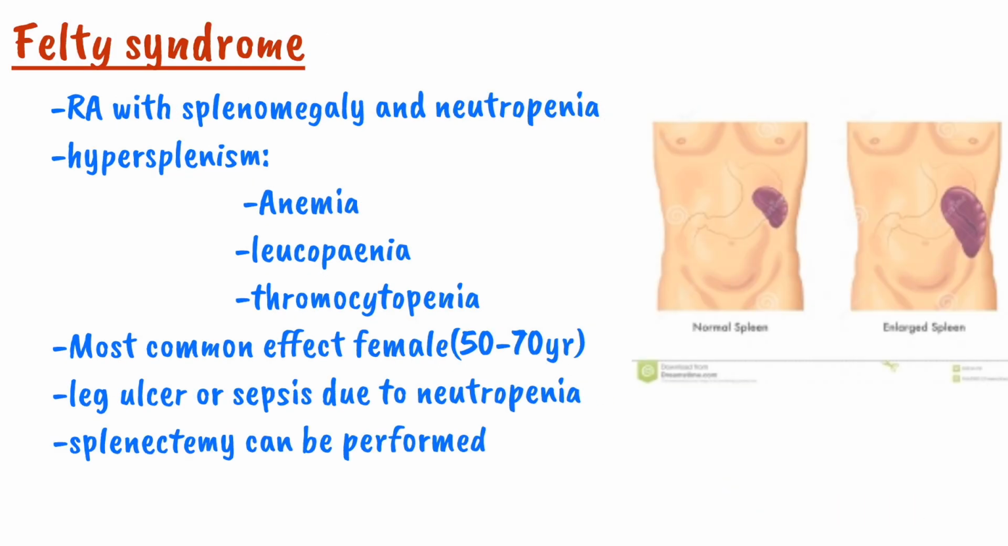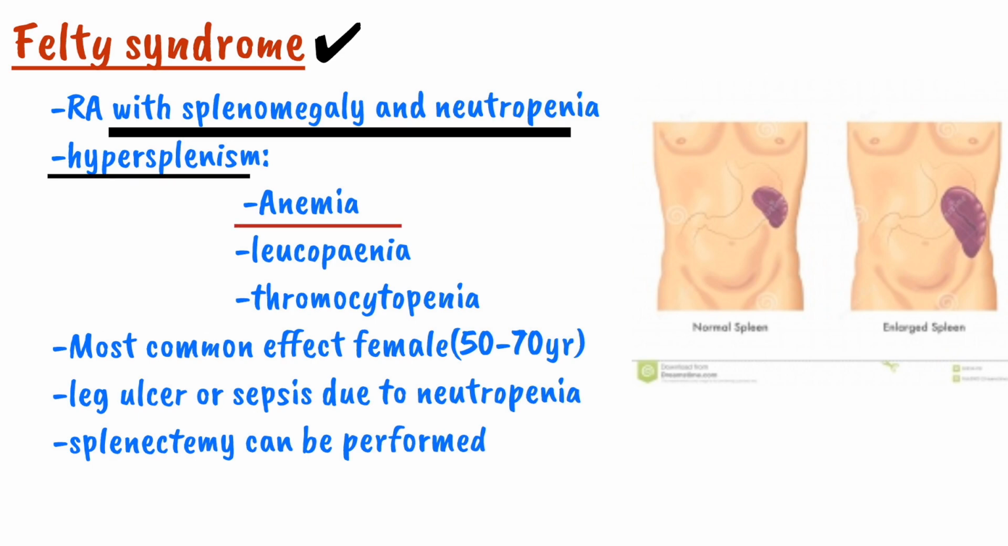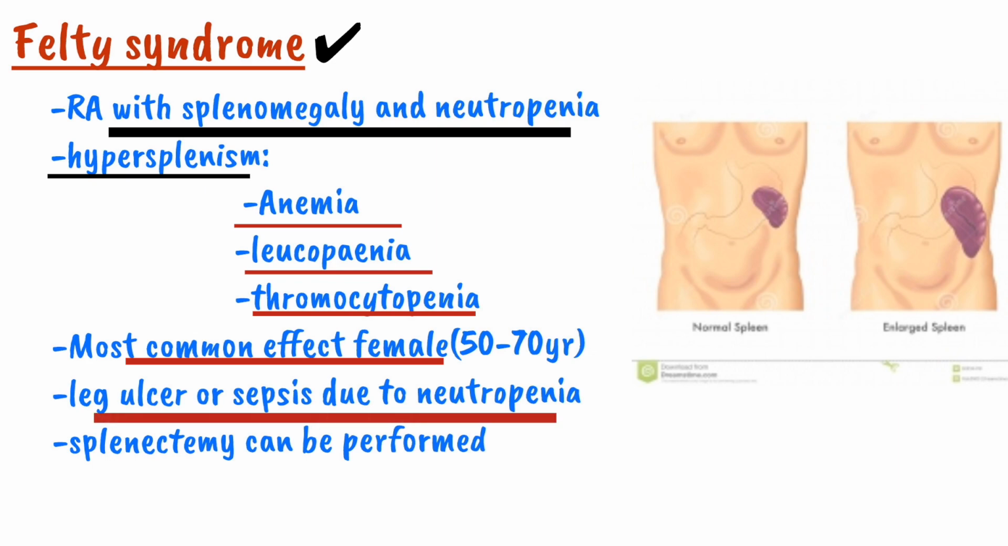The second one is Felty syndrome. Felty syndrome is rheumatoid arthritis with splenomegaly and neutropenia. In this, there is hypersplenism which will lead to anemia, leukopenia, and thrombocytopenia. It most commonly occurs in females about 50 to 70 years of age, and it can also cause leg ulcer or sepsis due to neutropenia. So to treat this, we sometimes perform a splenectomy.